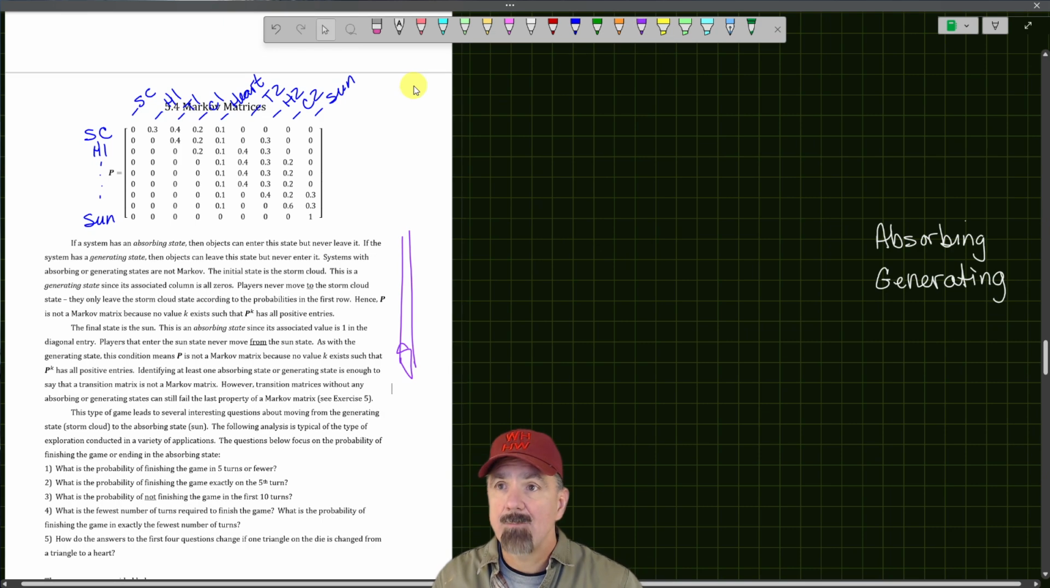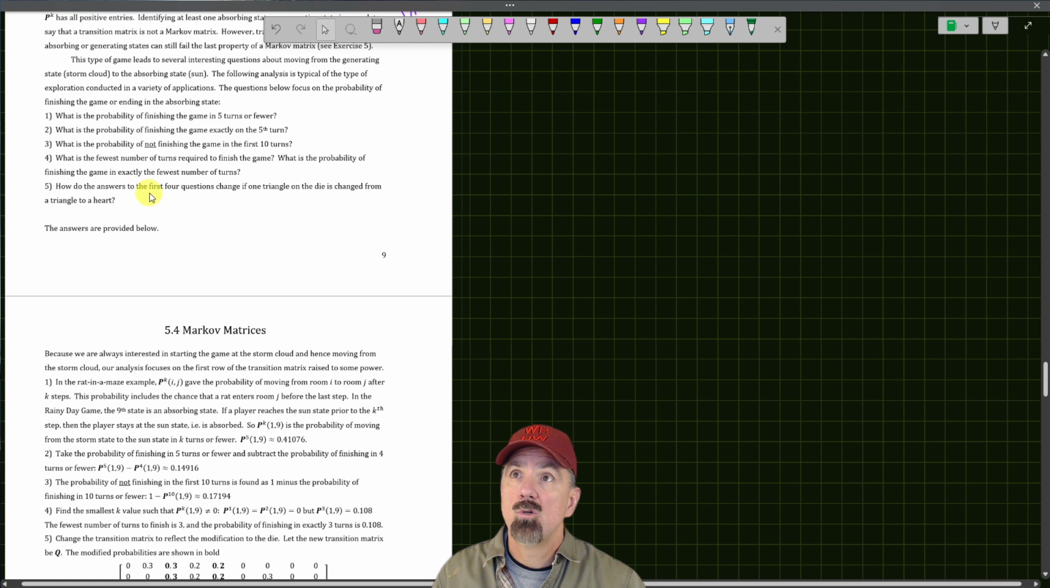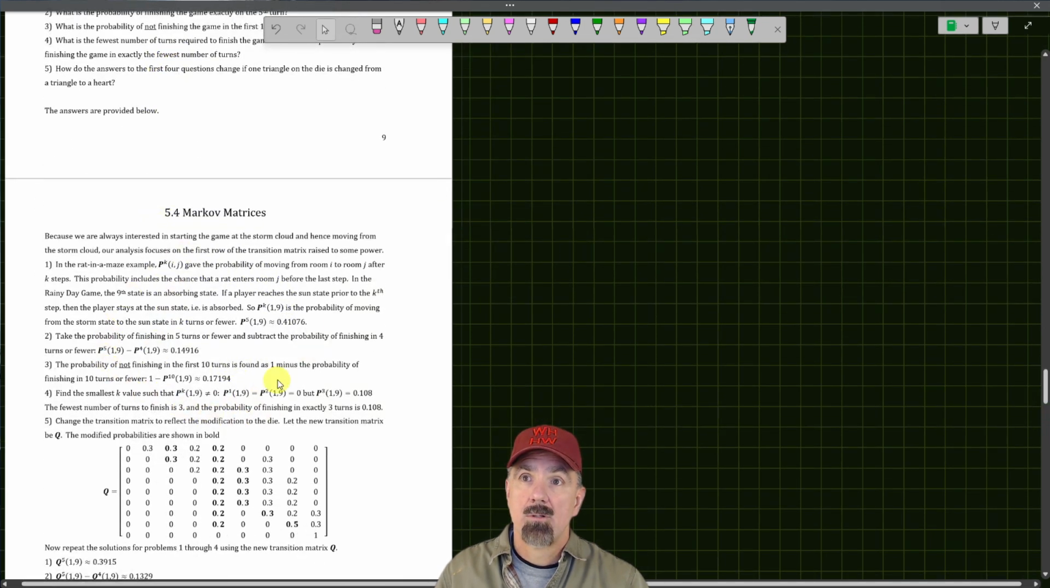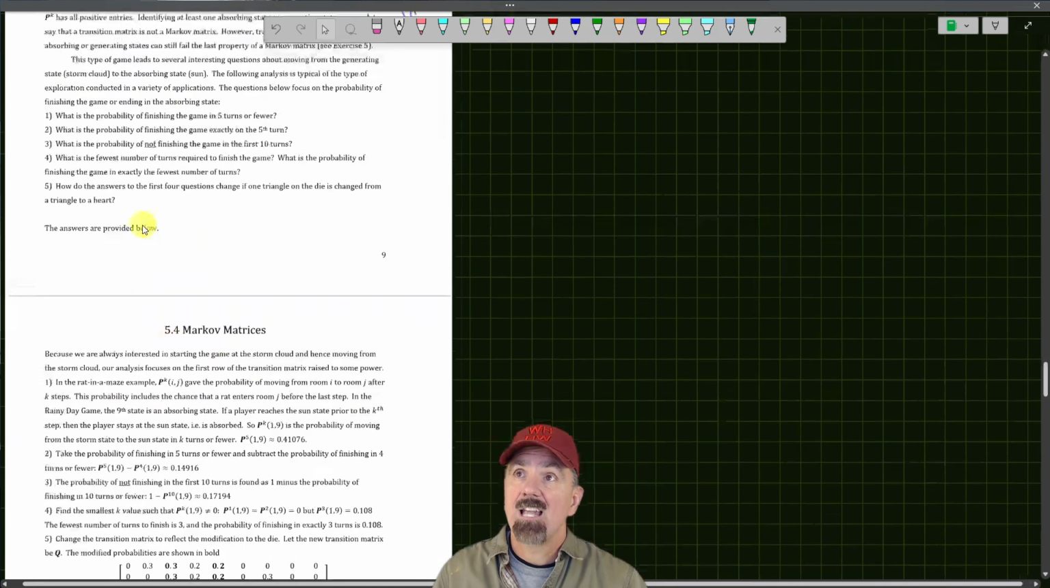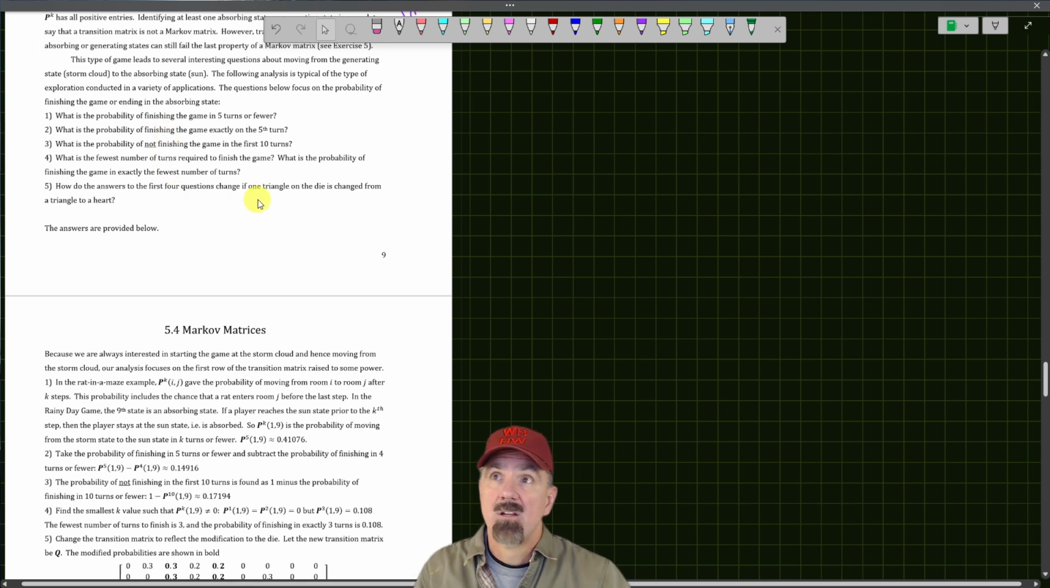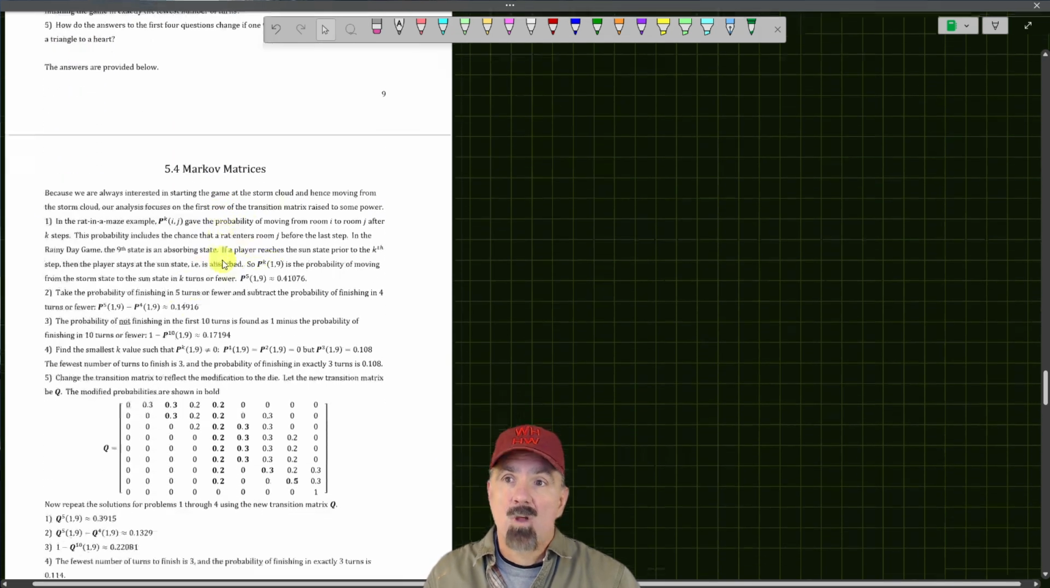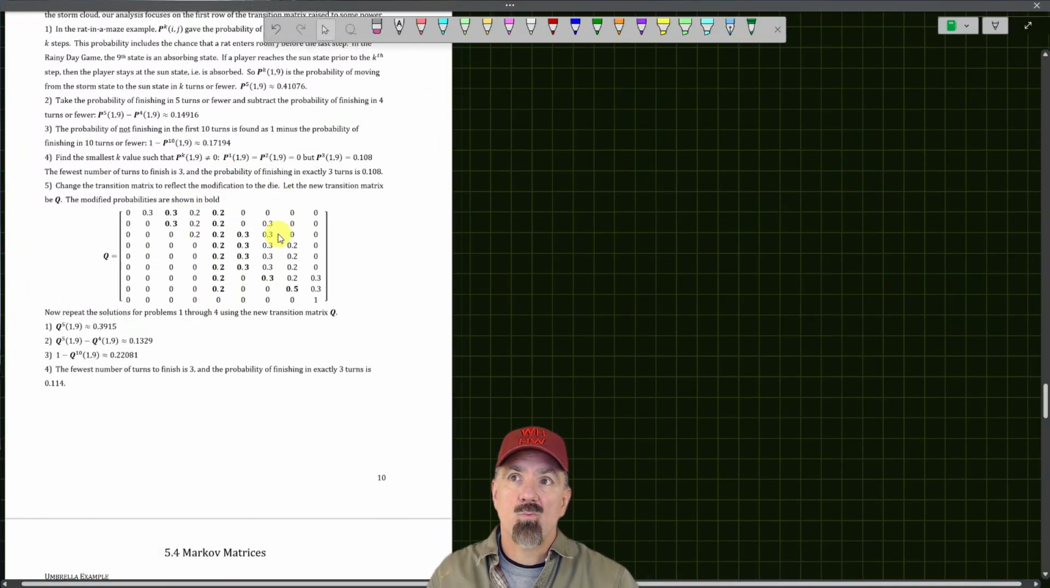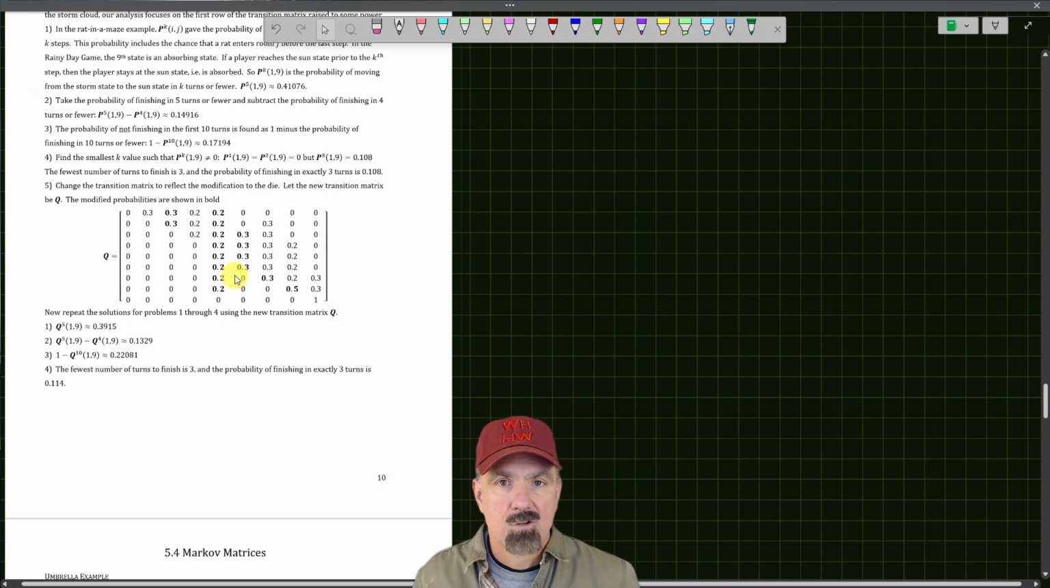Okay, so read through that, and then definitely worth your time to look at these questions. These are very common types of questions that will be asked for Markov problems. And then the solutions are all down here. And then finally, the last question is, how do the answers to the first four questions change if we change one of the triangles to a heart? Well, that changes all the probabilities, and we have to come in and rebuild our transition matrix. So this is a different transition matrix than we answered the questions with the first time.